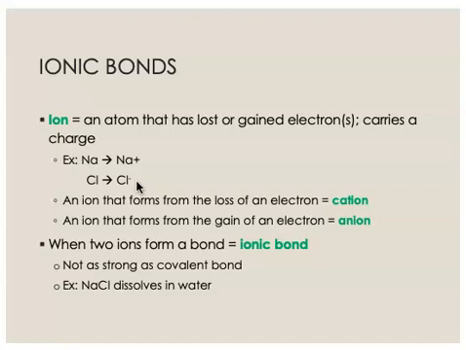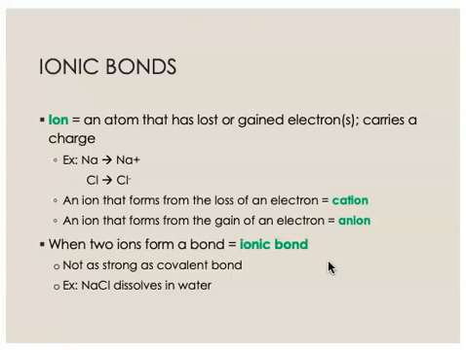When an ion forms from an atom losing an electron, that ion has a positive charge, and we call that ion a cation. When an ion forms from an atom gaining an extra electron and gets a negative charge, we're going to refer to that as an anion. And when two ions form a bond like this, that bond is referred to as an ionic bond. Now, ionic bonds are very important, but they're not as strong as covalent bonds.